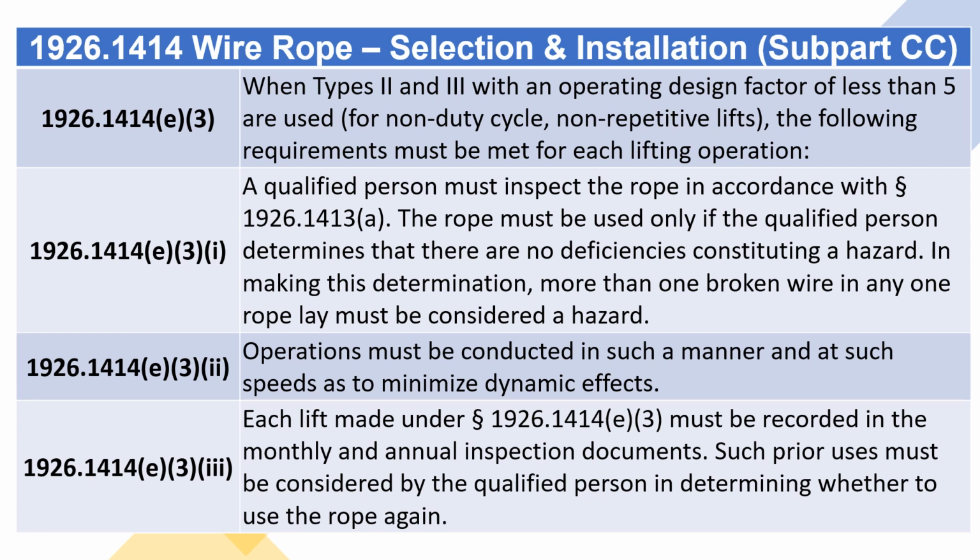Operations must be conducted in such a manner and at such speeds as to minimize dynamic effects. Each lift made under Section 1926.1414(e)(3) must be recorded in the monthly and annual inspection documents. Such prior uses must be considered by the qualified person in determining whether to use the rope again.